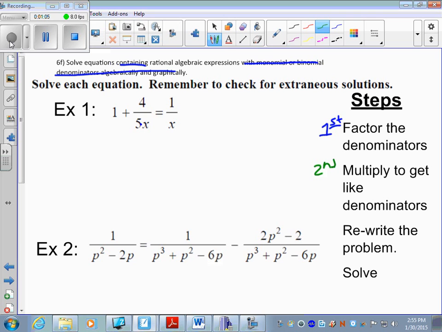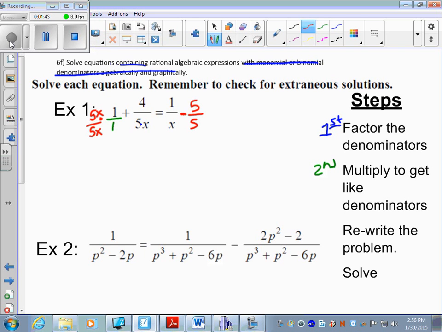So I want all my denominators the same. Well, 1 is over 1. I have a denominator of 1, a denominator of 5x, and another denominator of x. What would be my common denominator? If I look at this, 5x would be my common denominator, and I can make all of them. If I multiply the first fraction by 5x over 5x, that'll give me 5x in the denominator. The last fraction, if I multiply by 5 over 5, that'll give me 5x in the denominator. So that's the second step.